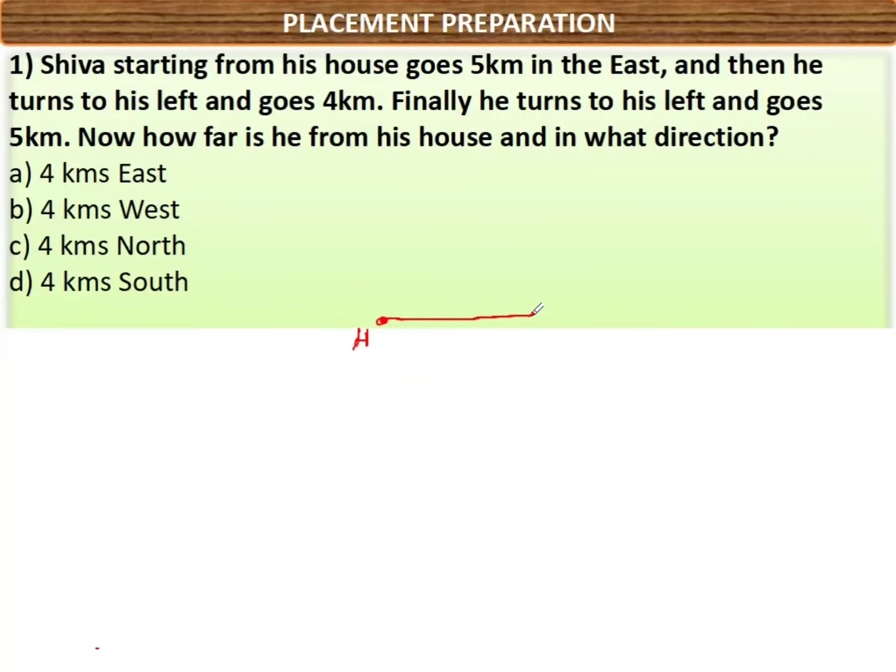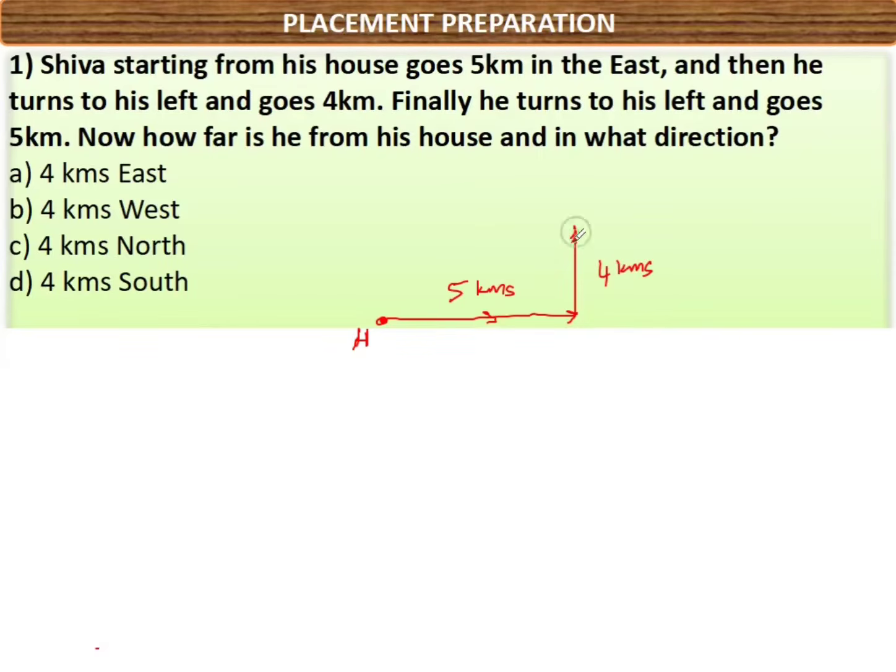Shiva, starting from his house, goes 5 kilometers in the east. East means this side, right side. I think you know the basic directions, right? He is traveling 5 kilometers. Next, he turns to his left. He turns to his left, not our left. Suppose you are going on a bike or in a car, traveling like this, then you need to take left. Left means upside. Then you will travel 4 kilometers.